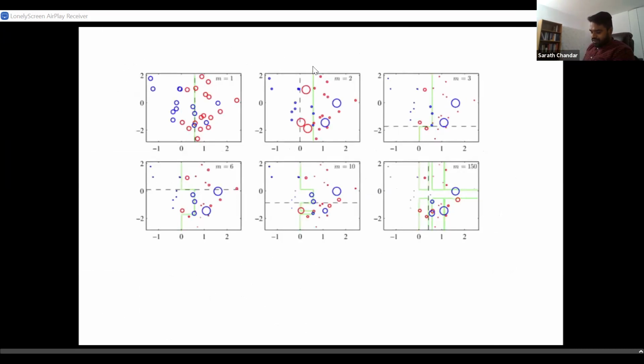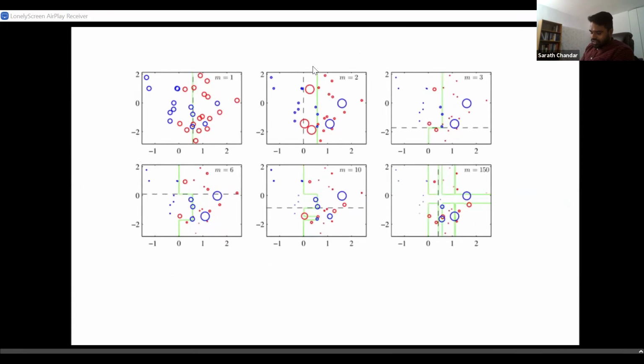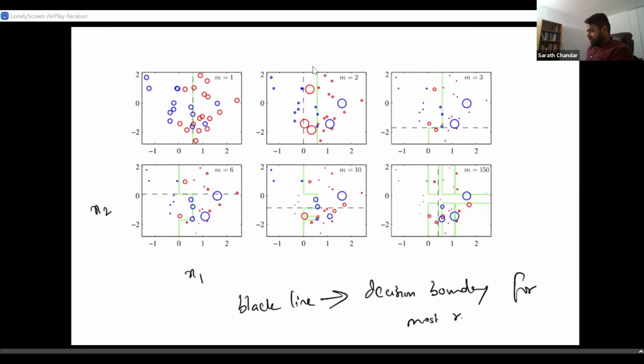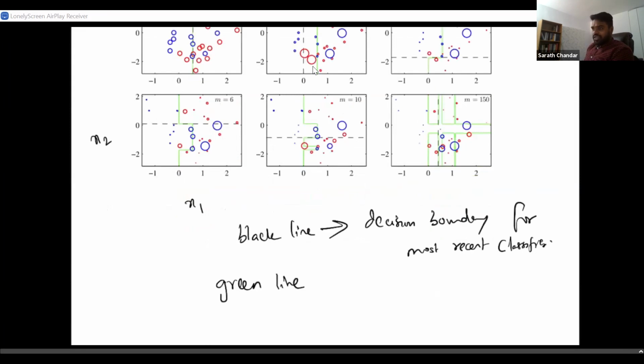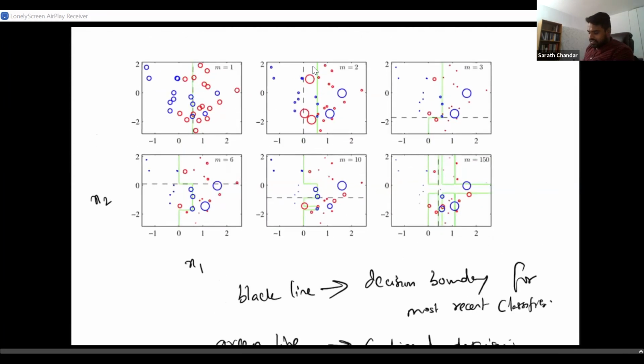Okay, so here is the example. In this case, you can see that there are two features. Let's just call this x1 and this x2. My goal is to come up with a classifier which will divide blue circles from red circles. Now the black line is the decision boundary for my most recent classifier, and the green line is the combined decision boundary so far. And the radius of these circles are actually the weights.